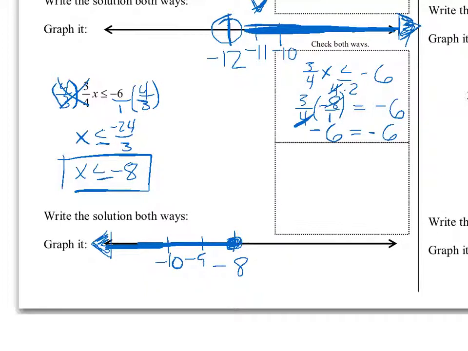I'm going to rewrite my original inequality: 3/4 x is less than or equal to -6. And I want to plug a number in for x. Somebody with a raised hand, tell me what value would you like to plug in for our second check here? Jaime. He wants to plug in 0. I'm going to caution you and ask you, where is 0? 0 is way over here, so that's not going to be a good point to check.